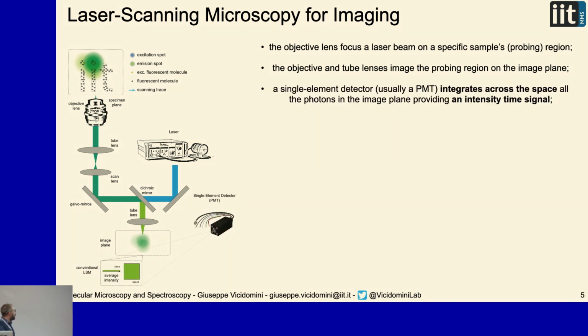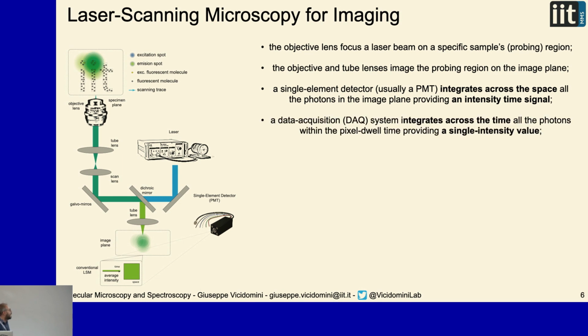Here, typically, what you have is a photomultiplier. What a photomultiplier does is integrate all the light that arrives in your image plane. But look, here I have an image, and I'm using a single point detector. So I have an image with a spatial distribution, and I completely cancel out this information because I have a single point detector. I have an image, but I integrated the signal across the space. Something is wrong.